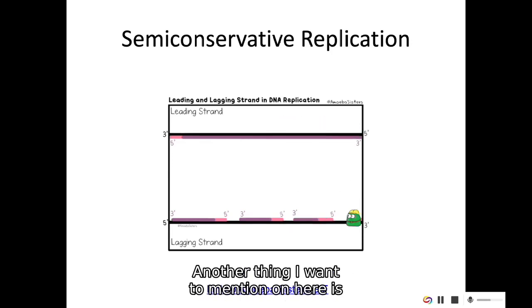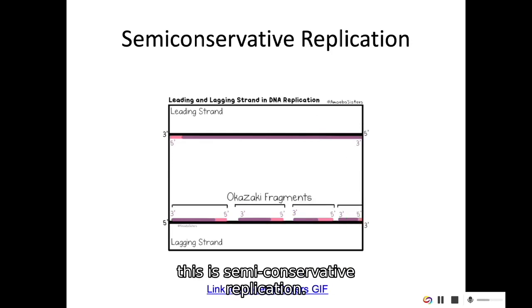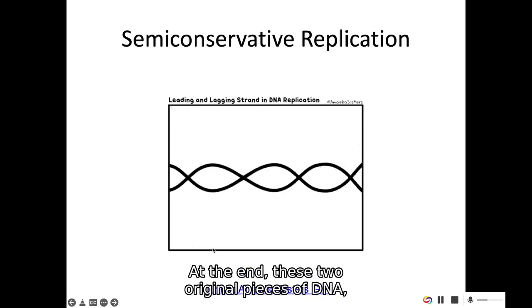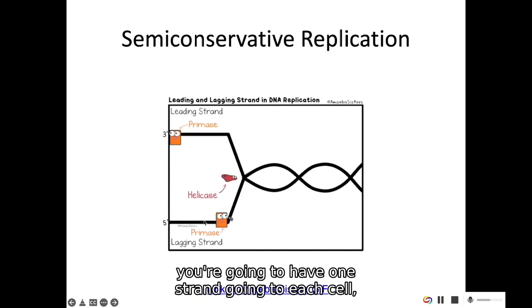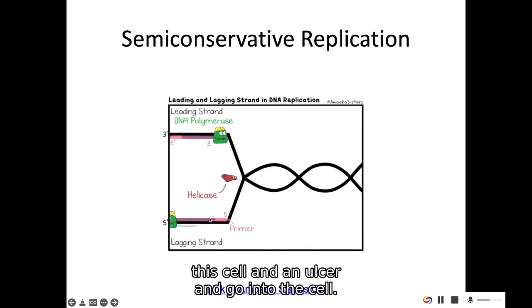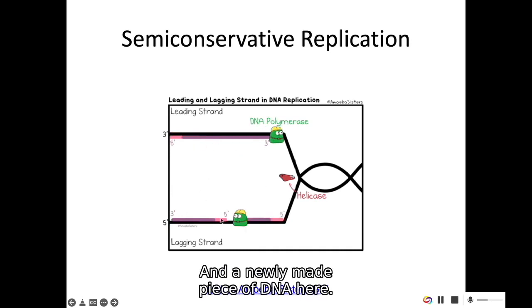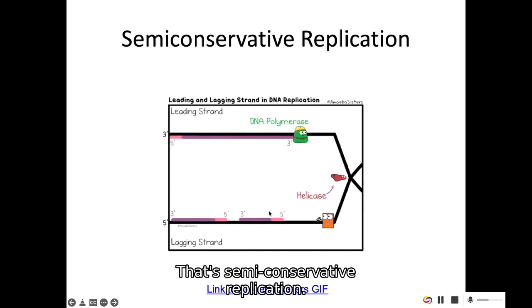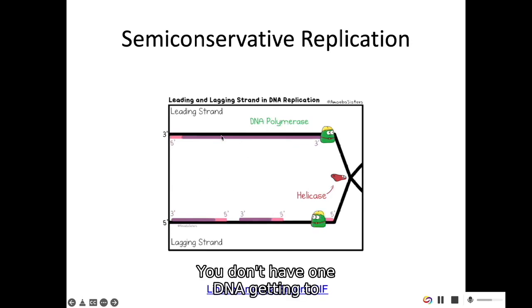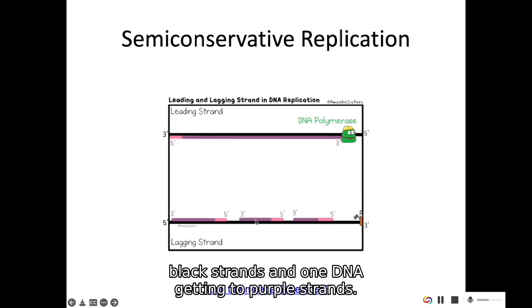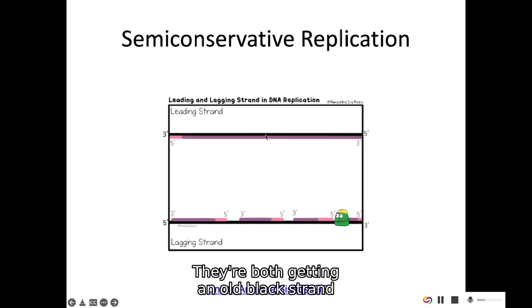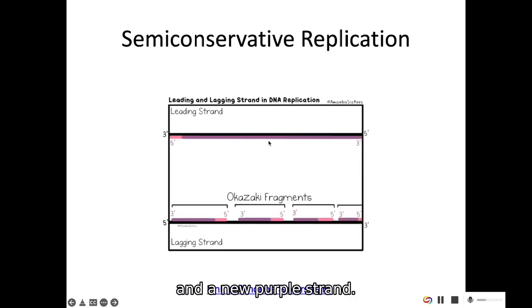Another thing I want to mention on here is this is semi-conservative replication. So at the end, these two original pieces of DNA, you're going to have one strand going to each cell. So an old strand going to this cell and an old strand going to this cell. And you have a newly made piece of DNA here and a newly made piece of DNA here. So that's semi-conservative replication. You don't have one DNA getting two black strands and one DNA getting two purple strands. They're both getting an old black strand and a new purple strand.